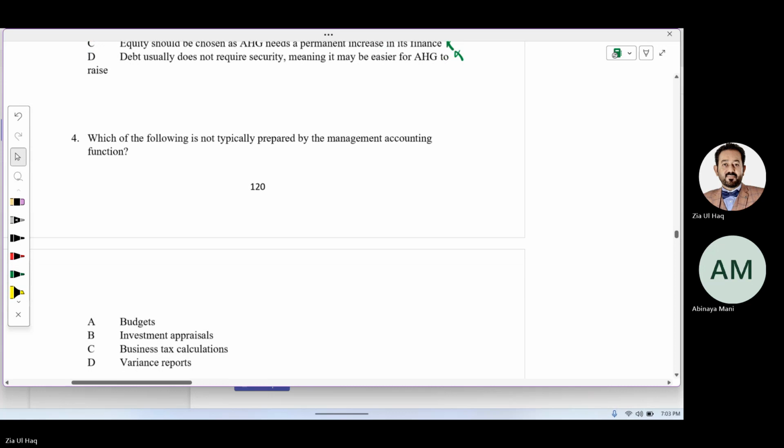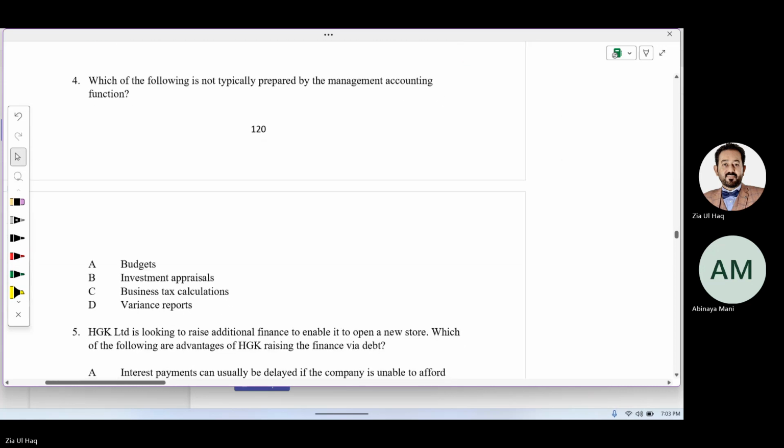Number 4. Option C, business tax packages. It's financial accounting, not financial statistics. In management accounting, we prepare the budget, investment appraisal, and variance report. Business tax calculation we prepare in financial accounting. Number 5.